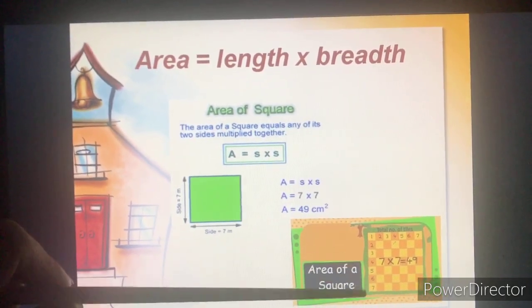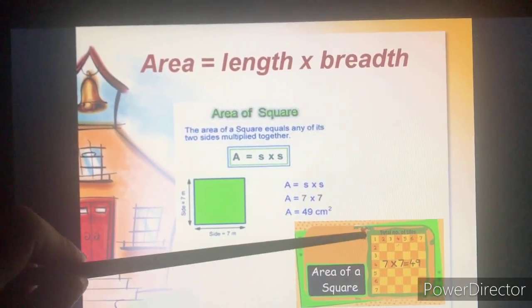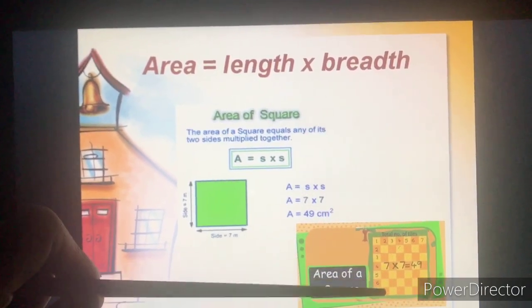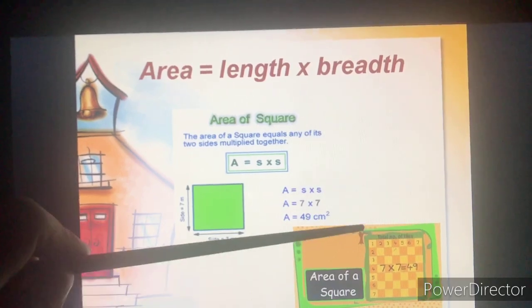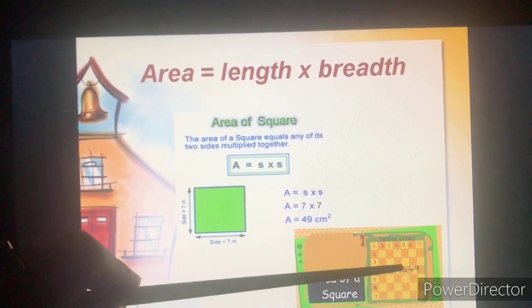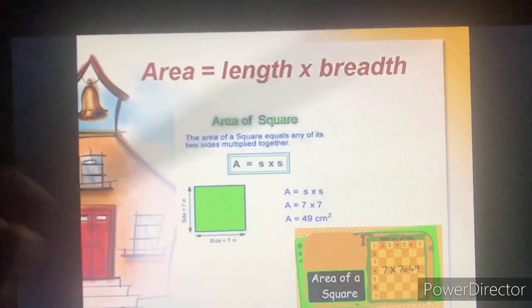Area of a square, have an example here. See this, 7 units and 7 square units. So when you multiply this 7 with 7, the area inside this will be 49. It can be centimeter square or meter square.